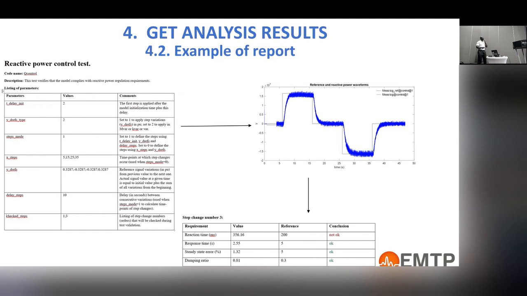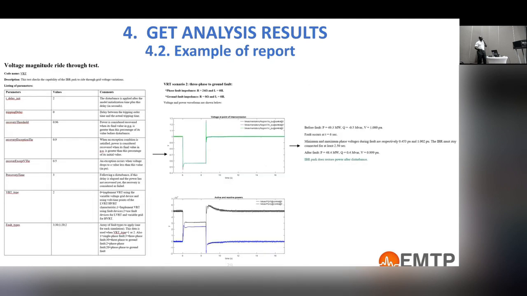For the reactive power control test, for instance, you have the parameters that define the test here. Here, we plot in the report the reference and simulated reactive power. And here you have a table that tracks the behavior. If you evaluate, for instance, step change number 3, which is this one, you have in this table a value of the reaction time, the value measured in the simulation, the reference value from the grid code, and then the conclusion. So when a test fails, you know exactly why the test failed, which is the parameter that failed. And the same goes for all the tests.